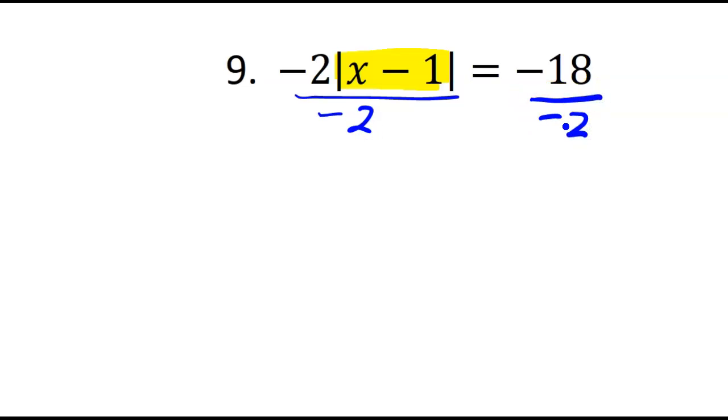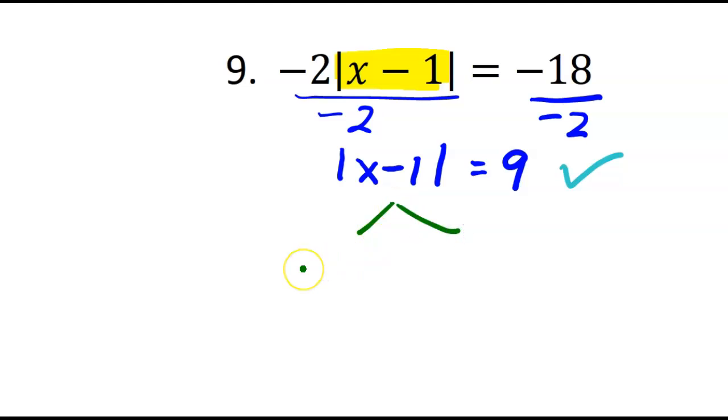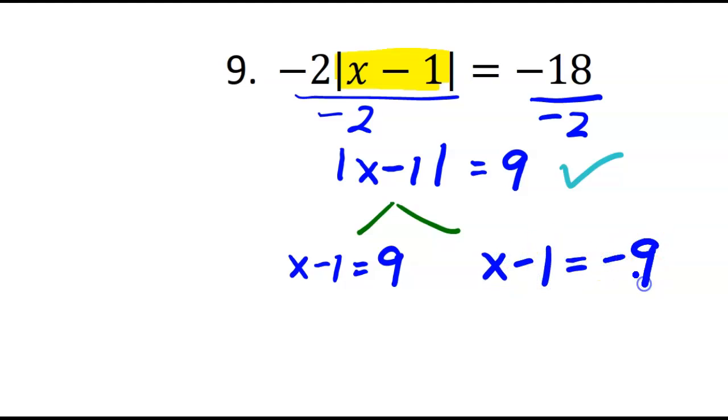Then I will get absolute value of x minus 1 equals 9. And notice that this is positive, so it does check. We can solve this. Now what we do is we split this into two equations. Our first equation being, okay, x minus 1 could be positive 9, and then absolute value of 9 would be 9. And the second one, x minus 1, could be negative 9, because the absolute value of negative 9 is also 9. Then we just solve both these equations.